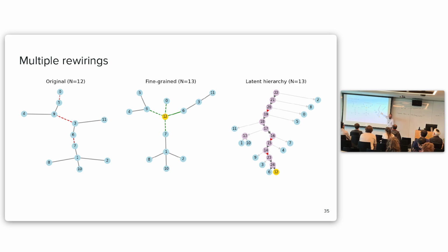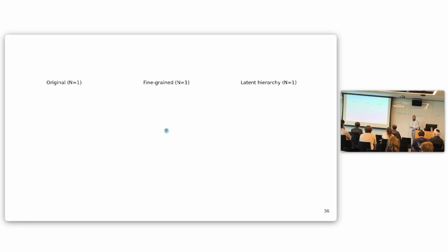And with small probability, you might have many such rewirings, but always in a way that respects this latent hierarchy. And so here I found an example where there are a few different rewirings, and if you trace through this tree, you'll see that several edges got split, but still in accordance with this latent hierarchy, and reconnect to the new node 12.